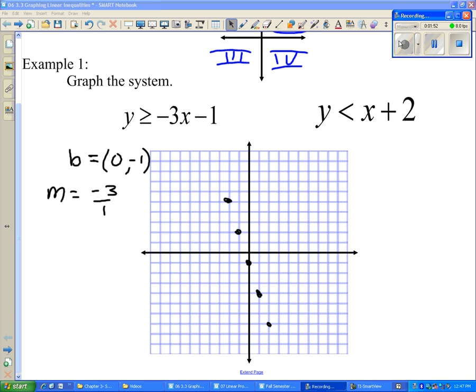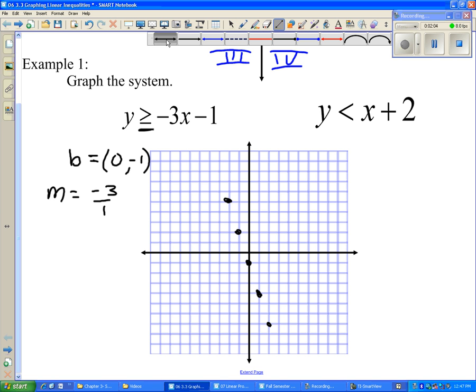So now the question I need to decide is, is this going to be a solid line or a dashed line? I notice that I do have the equal sign here, so this needs to be a solid line. So I'm going to get the black solid line, and draw it through these points as best as I can. I make it pass on both sides of my graph, saying that it goes on forever. So now I need to decide, am I going to shade above this line, or below this line?